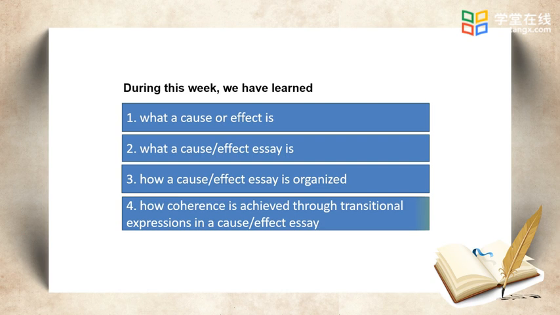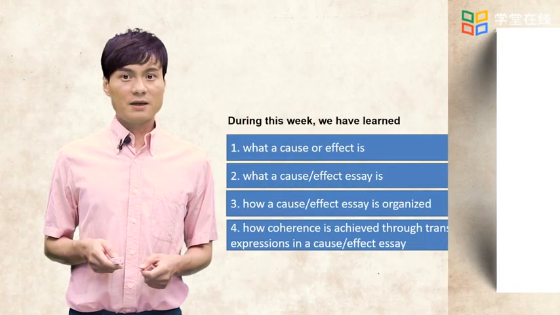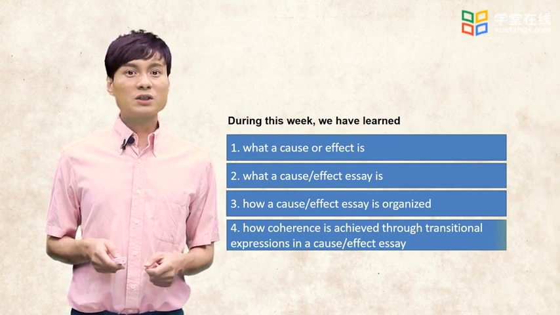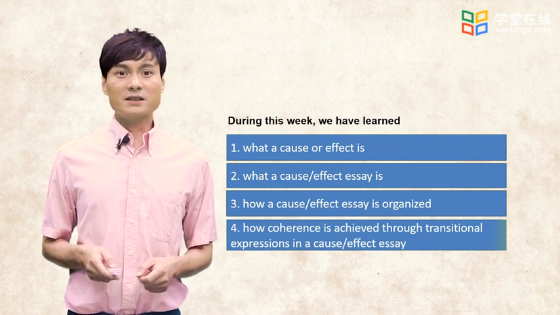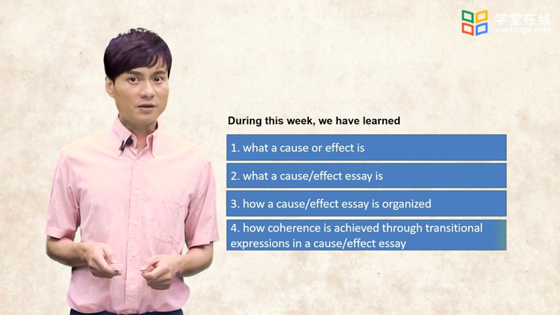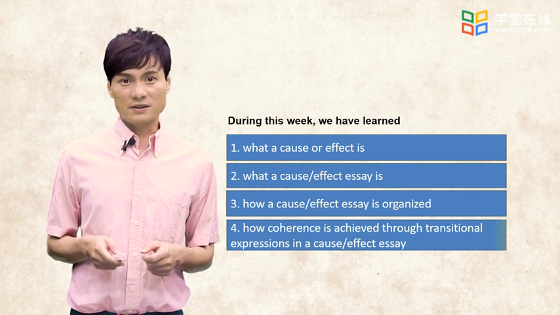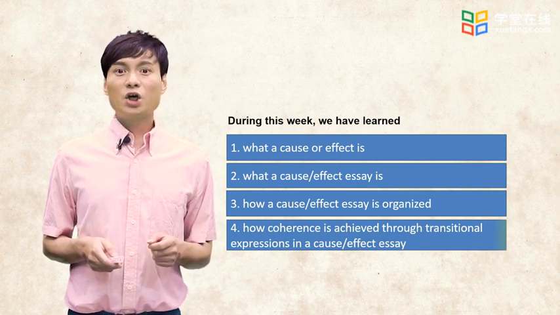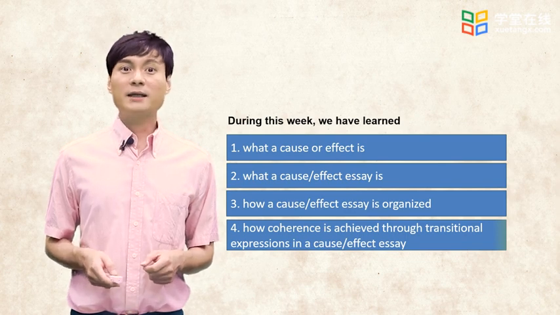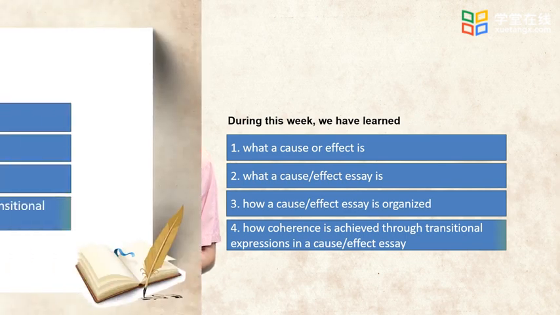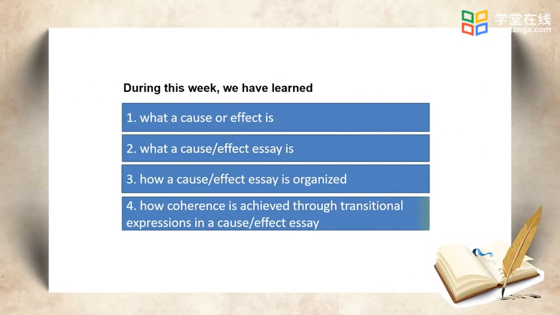Besides, we've learned how to achieve coherence in cause and effect essays by using appropriate transitional expressions. Some expressions are used to introduce causes only, some are used to introduce effects only, and others are used to introduce both causes and effects, such as result from, result in, account for, and is attributed to. Hope all these ideas will be helpful in your own English writing.